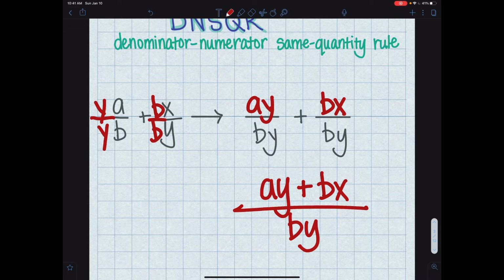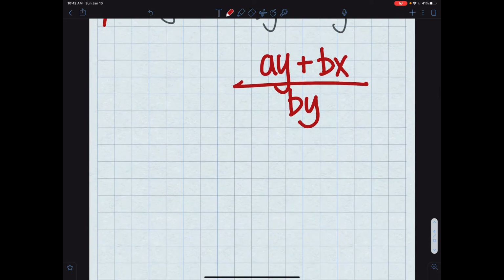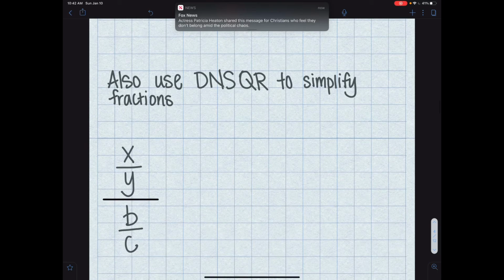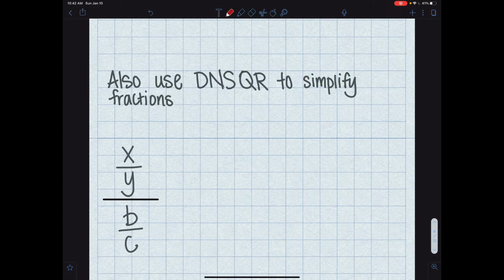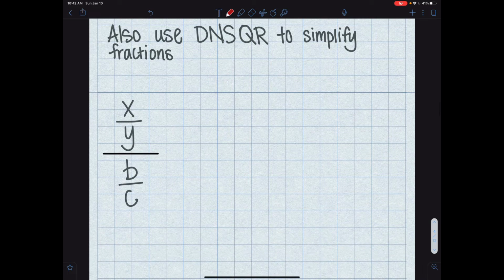And the other thing is we're going to use this same rule to help us simplify fractions of rational expressions. So these are complex fractions. So we're going to use the de Nuesquisser rule to simplify fractions. So let's say we have something like this. And this whole thing is the numerator, and this whole thing is the denominator. So we have x over y divided by b over c.